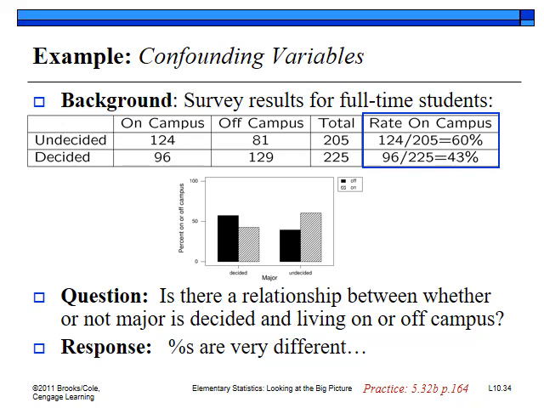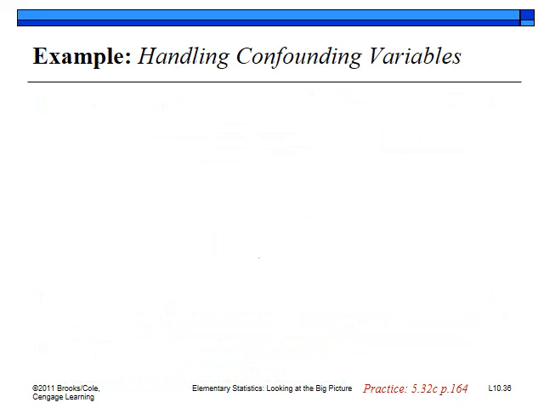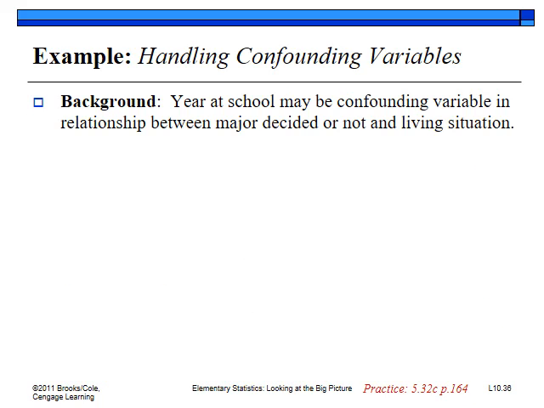But certainly the percentages are different. 60% of undecided majors live on campus, 43% of decided majors live on campus. But is it possible there's a confounding variable? Think about it for a moment. Did you figure it out? The year at school could be a confounding variable because underclassmen are less likely to have declared a major and are also more likely to live on campus.